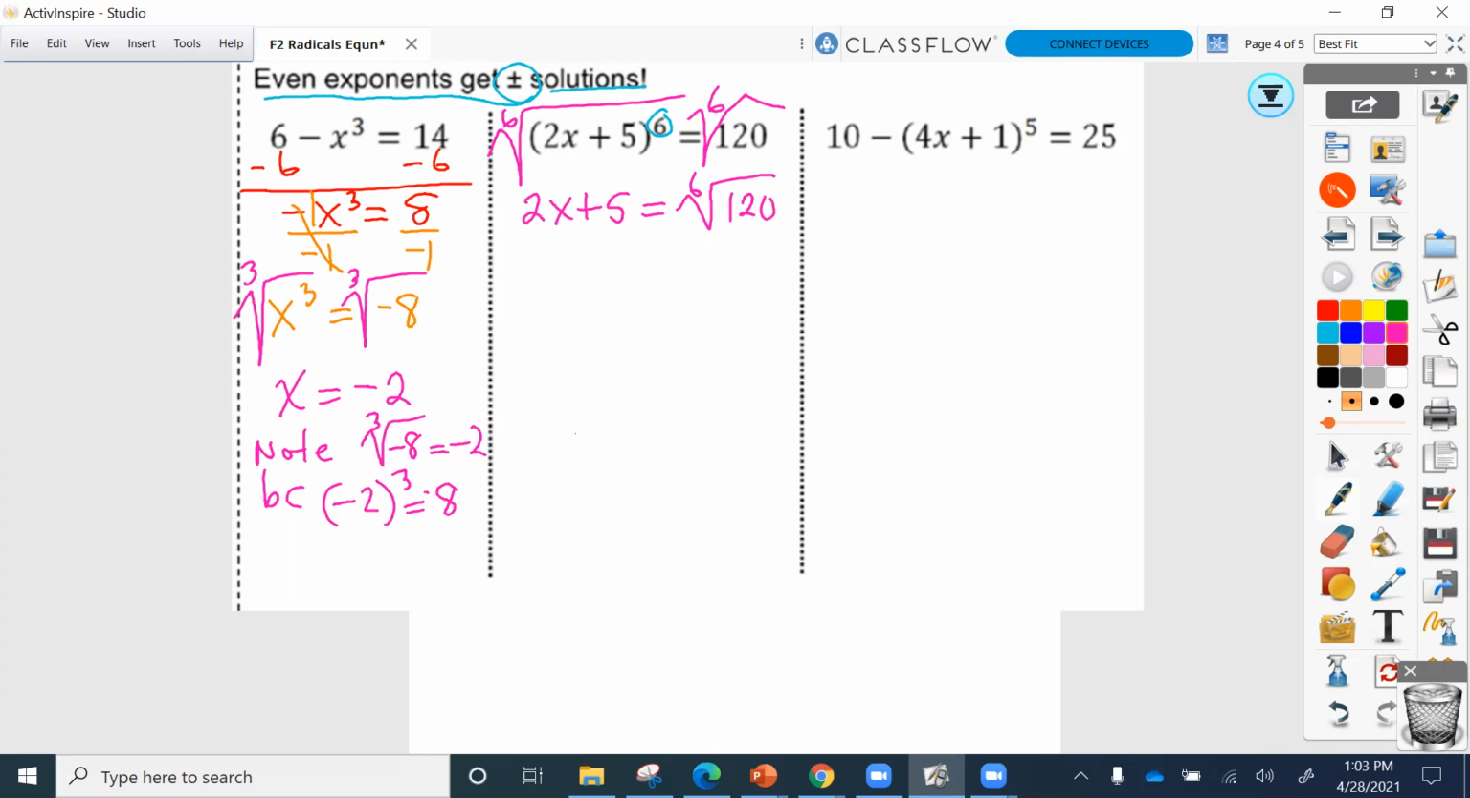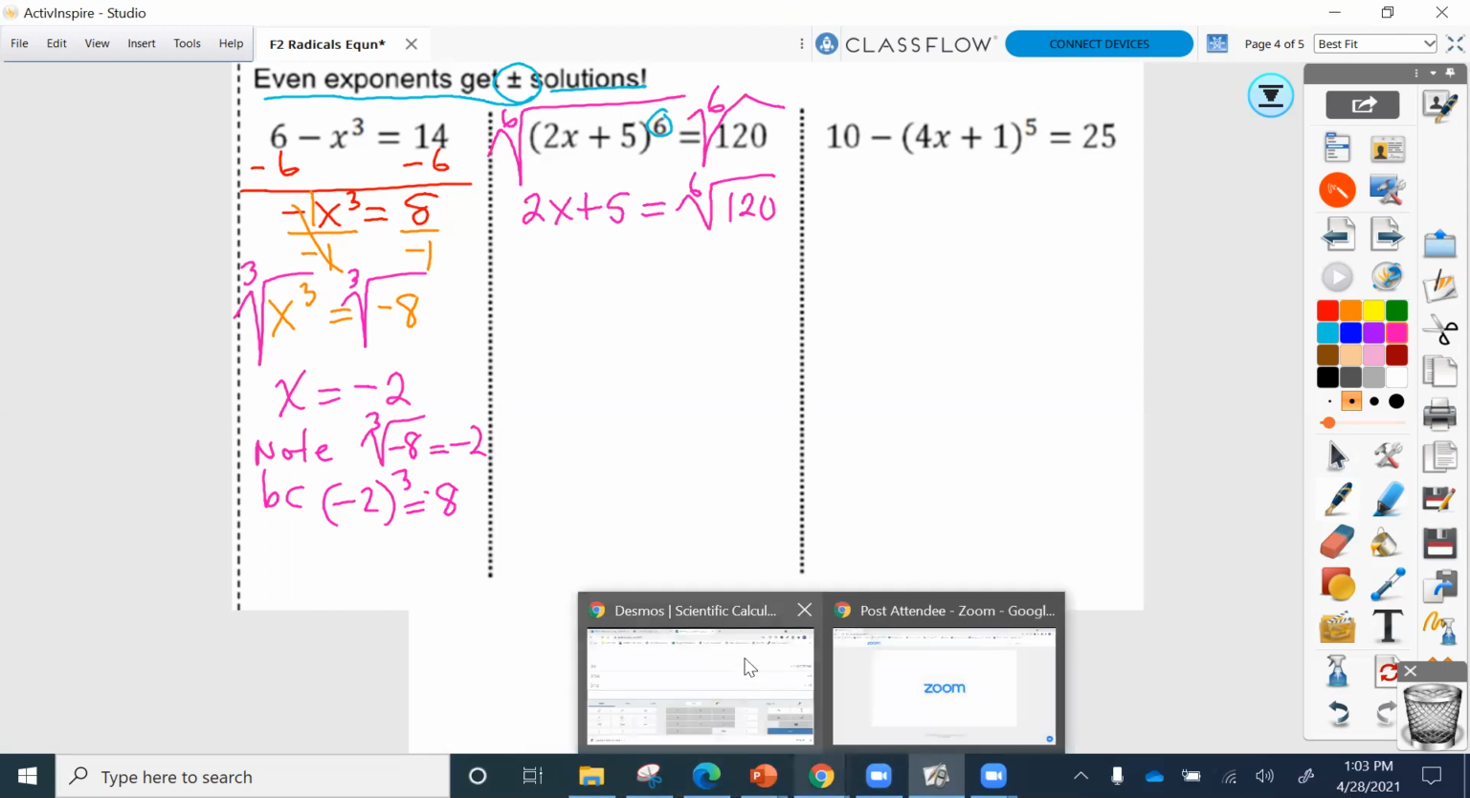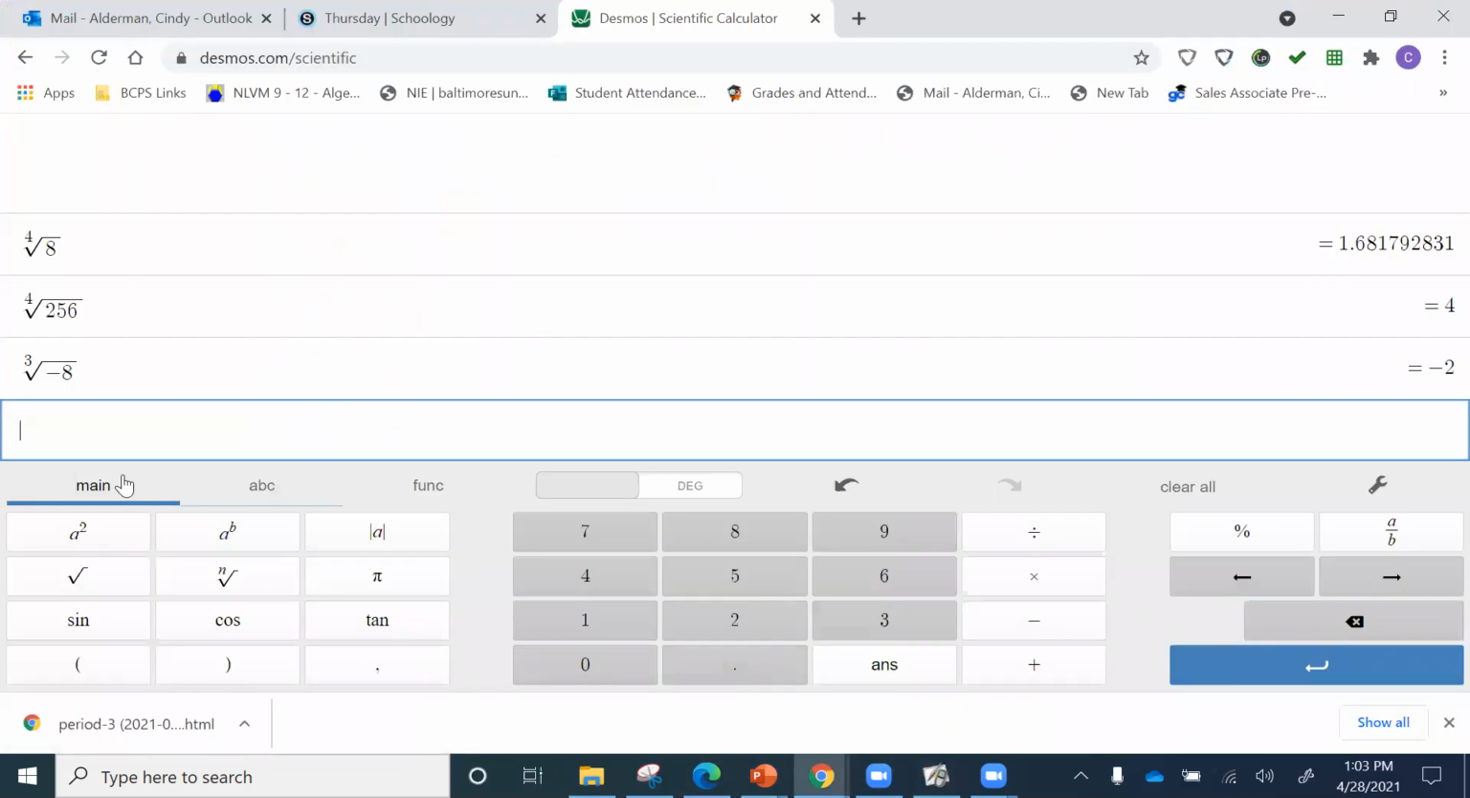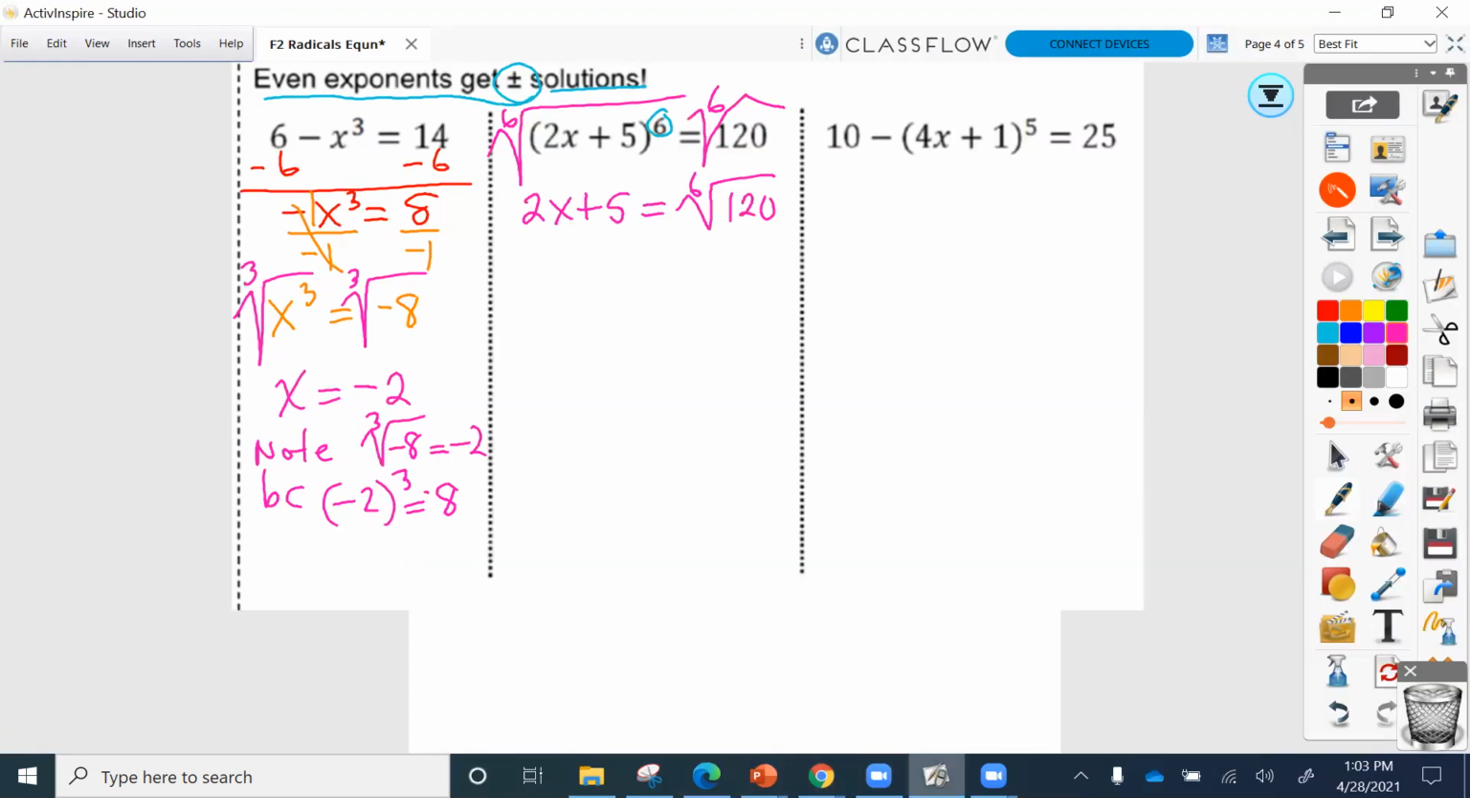Maybe we'll go to Desmos for a quick sec to see if there is a 6th root of 120. I don't believe so, but how would you know? Let's see. 6th root of, just making sure it's not a whole number. And it's not, right? So double check to make sure that it's not, but it is not a whole number. So what you're going to do is just carry it forward. So now we have to isolate x. So what we're going to do is subtract 5.